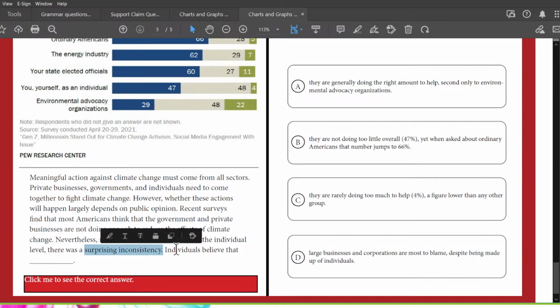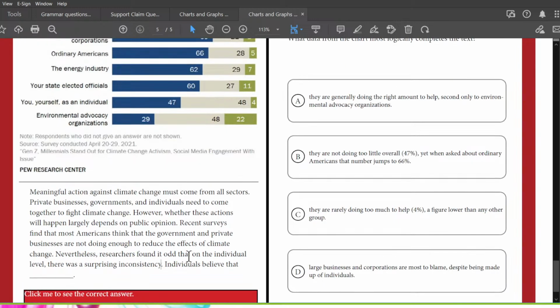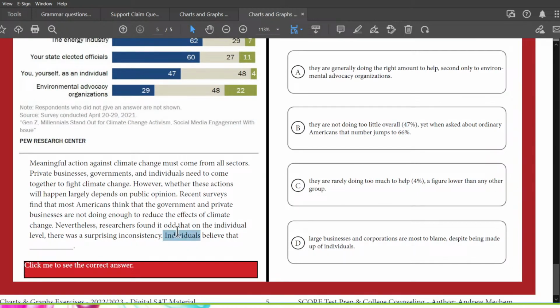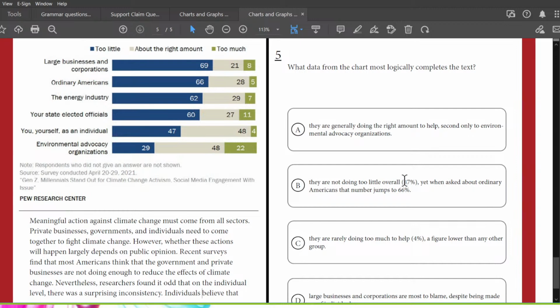Alright, there's an inconsistency. Where would there be an inconsistency? On the individual level. Okay. So individuals believe that they're generally doing, but that's not, okay. I think I need two things that focus on these people. That they're not doing too little overall. Is that accurate? Yeah. But when asked minority American, okay.